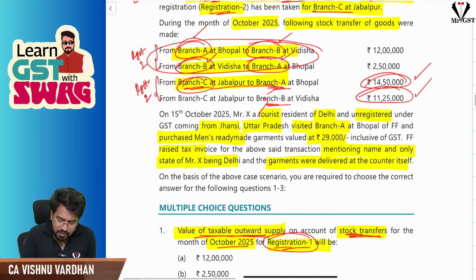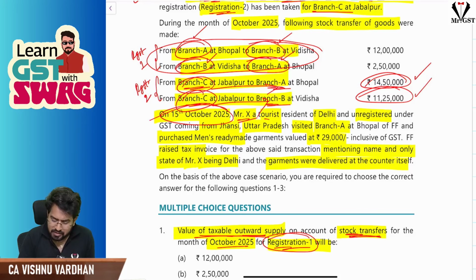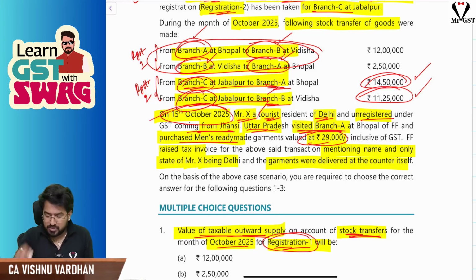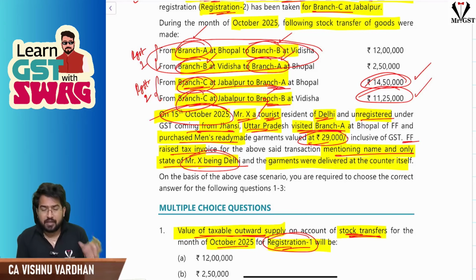Next, on 15th October, Mr. X, a tourist resident of Delhi, unregistered under GST, coming from Jhansi, Uttar Pradesh, visited branch A and purchased men's ready-made garments worth 29,000 inclusive of GST. They raised a tax invoice, mentioning the name and only the state of Mr. X, being Delhi.